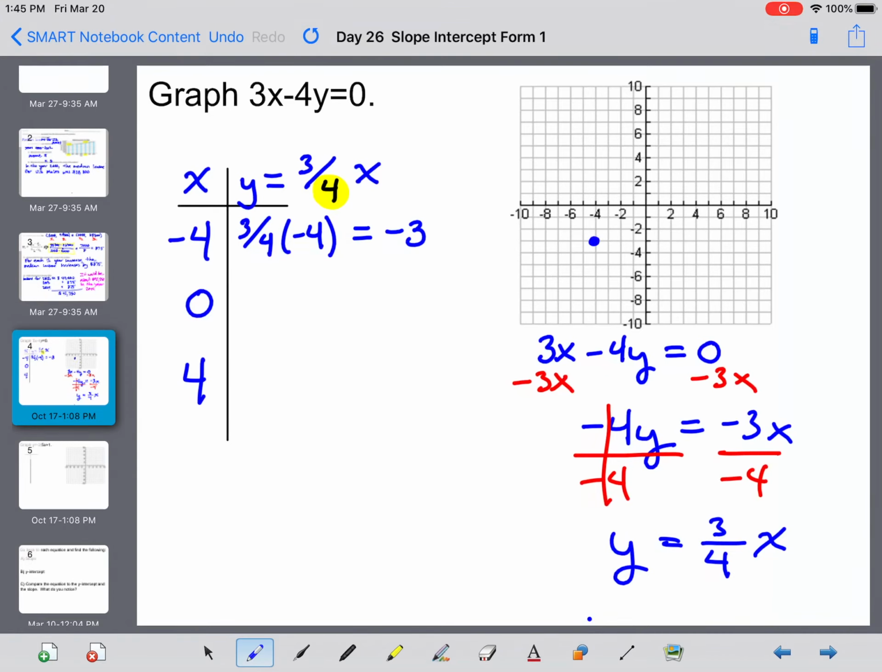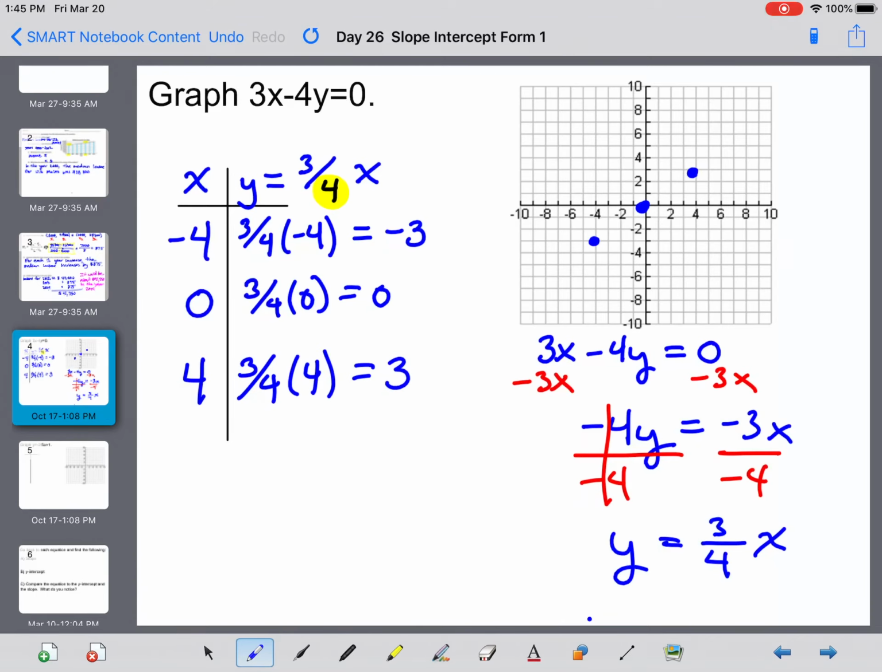And let's put a big old dot right there. I love plugging in 0 because 3/4 times 0 will give me 0. So that means I've got the point 0, 0. And let's plug in 4. So 3/4 times a +4. Well, 4 divided by 4 is 1. 1 times 3 is 3.